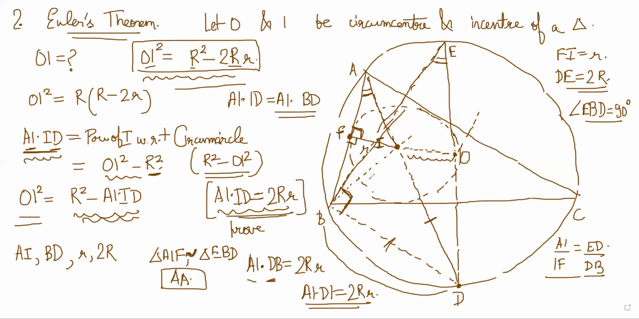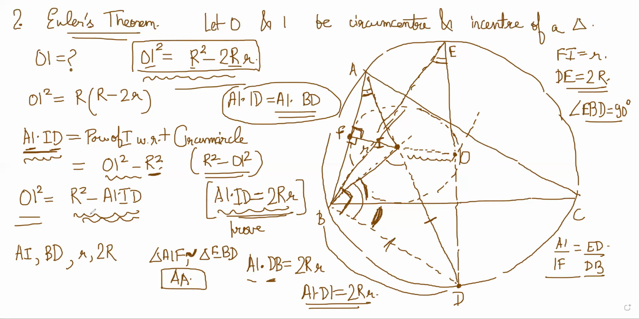Because it's a simple isosceles triangle. You can prove that this one is isosceles by angles. This angle is B by 2 and this angle is equal to A by 2. Similarly, this angle is equal to this plus this, which is A by 2 plus B by 2. So if I wanted AI into DI, it is actually just AI into BD.